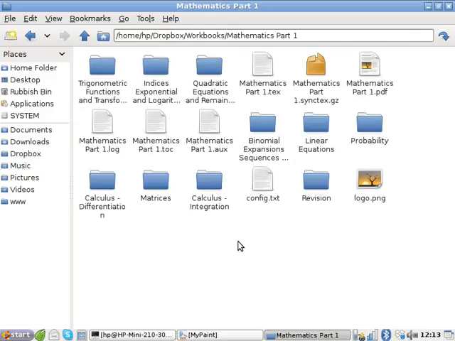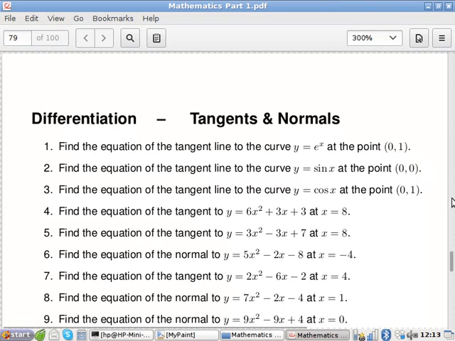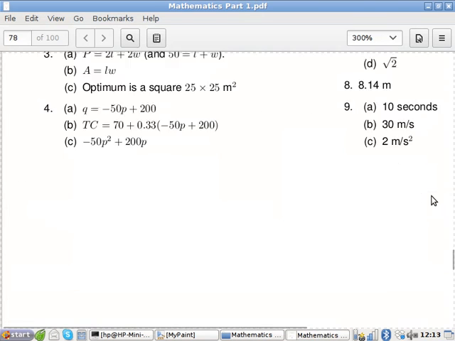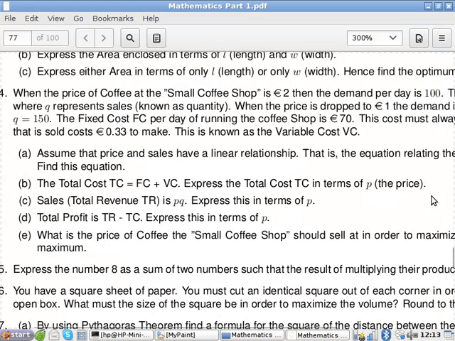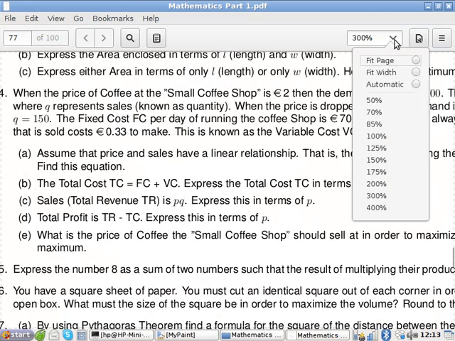Right, maths part 1. Is it? Because 5 could be the coffee one I did in class, because I remember the coffee one was around about the middle of the page. 4 was the coffee one. 5 I will do. Okay, let's have a look here.